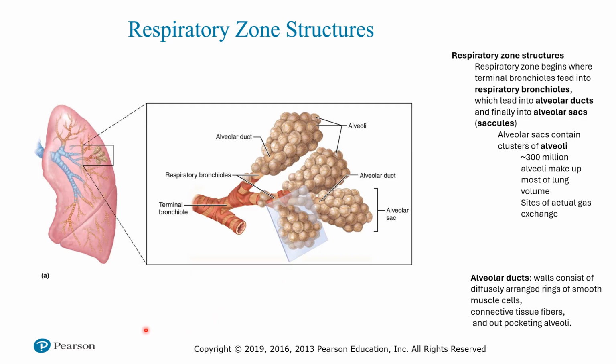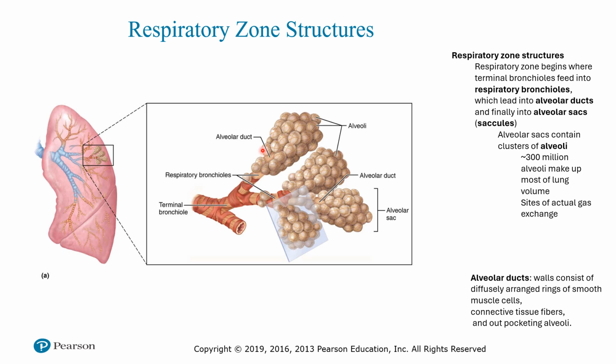We went over the conducting zone. Now let's see the respiratory zone structures. So this is the terminal bronchiole. This terminal bronchiole is part of the conducting zone. And after the terminal bronchiole, this is the respiratory bronchiole. The respiratory bronchiole is a respiratory zone structure. After the respiratory bronchiole, we have the alveolar duct.